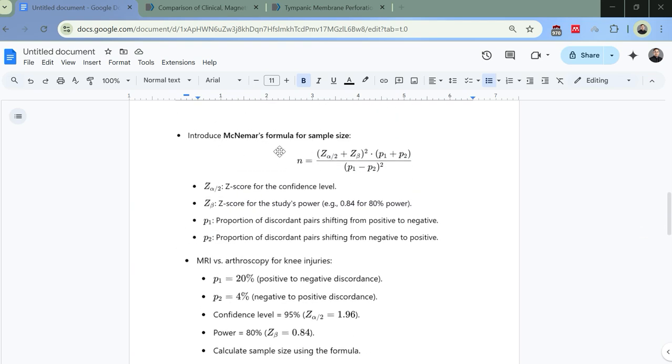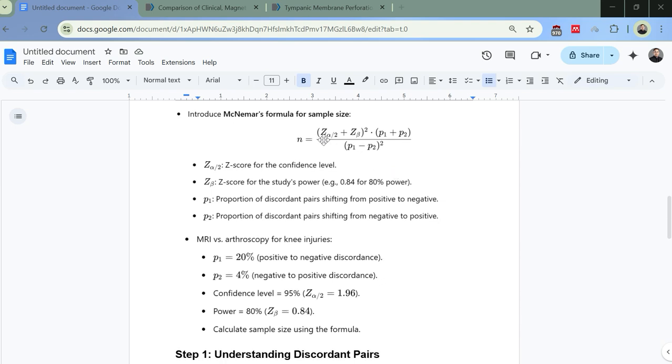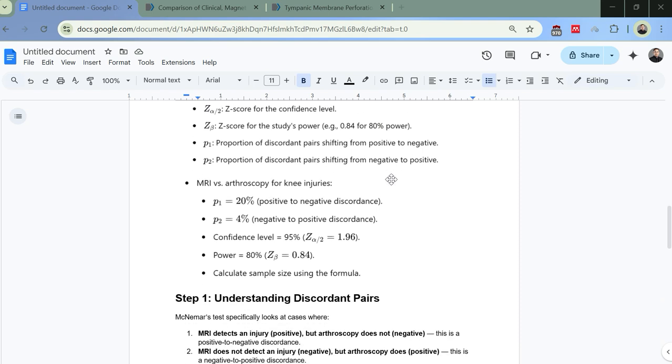It is for comparative study, and n is the minimal sample size. It equals (Zα + Zβ) whole square into (P1 + P2) upon (P1 − P2) whole square. The values of Zα and Zβ are almost fixed. They change only when you change the confidence interval and the power of the study. If you take the confidence interval as 95%, you have to take Zα as 1.96. Similarly, if you take the power of the study as 80%, you have to take Zβ as 0.84.